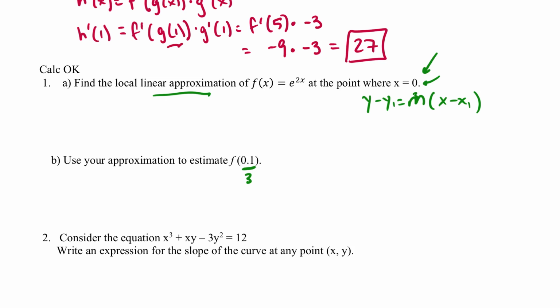Well, I need to get the slope. I have a point. The point is 0 comma something. Well, let's put in the 0 right there, and then I'll get e to the 2 times 0, which is e to the 0, which is 1.